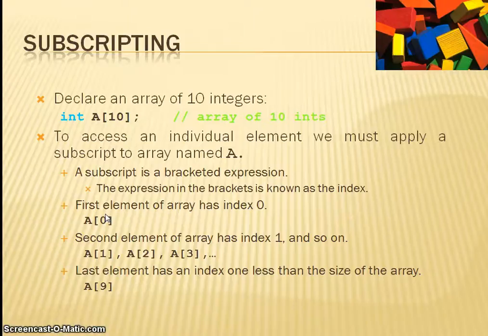If you want to get the second element of an array, we specify that as a[1]. The third element we get as a[2]. Like that, we give the subscripting with the index to access individual elements in an array. The last element's index is 1 less than the size of the array, so it is a[9]. For declaring a[10], we access the individual elements from a[0] to a[9].